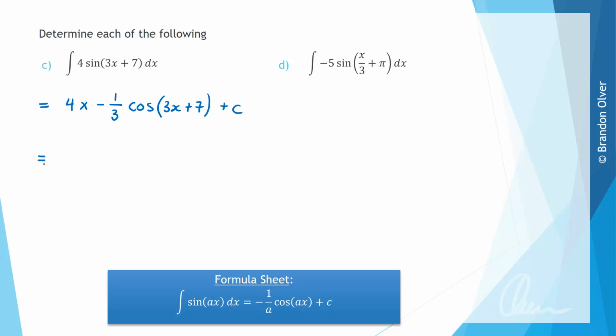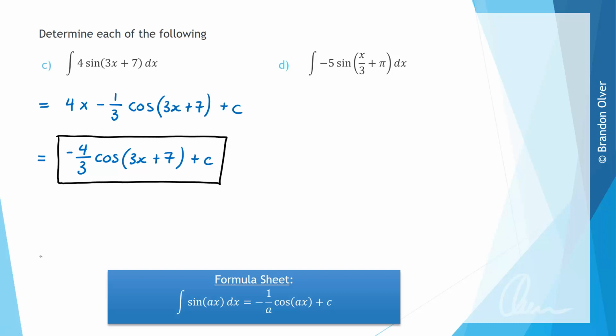And now we can just clean that up slightly, because 4 times -1/3 is -4 over 3, times cos of 3x plus 7 plus c. So that is our answer to part C of this example.